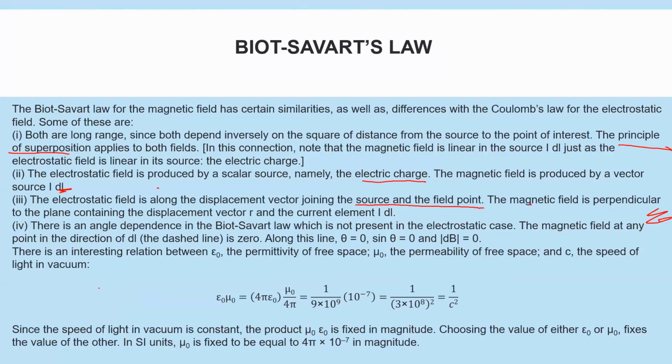Since we saw it was mu 0 by 4 pi into I dl sine theta, there is an angle dependence in the Biot-Savart law, which is not there for the electrostatic case. So if the direction at any point is parallel to the direction of the line element, then your theta becomes 0. Theta is the angle between the displacement vector and dl, the line element that we are considering. If theta at any time becomes 0, then you will not have any magnetic field at that point.